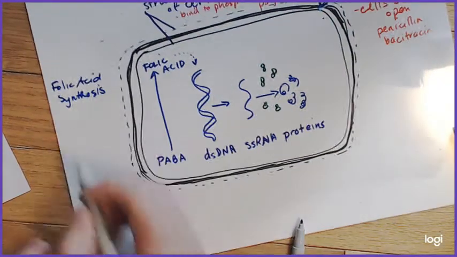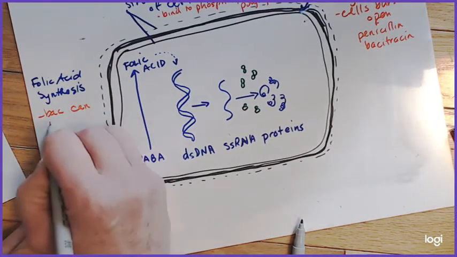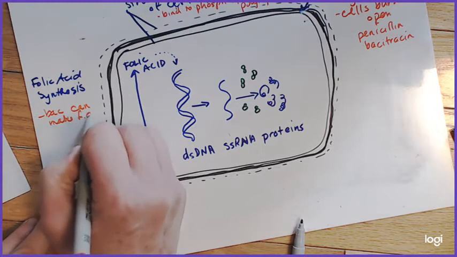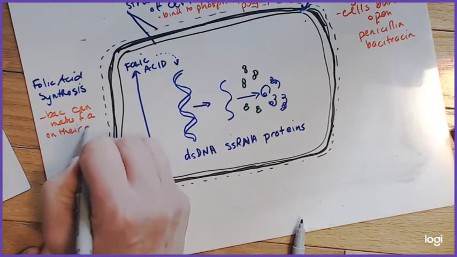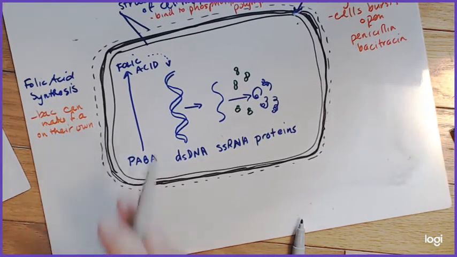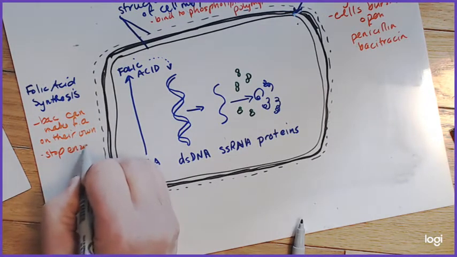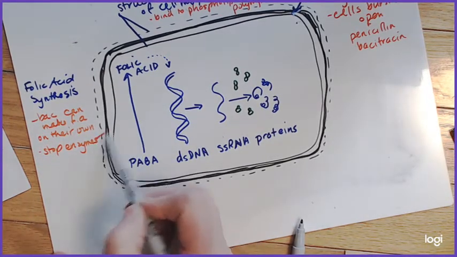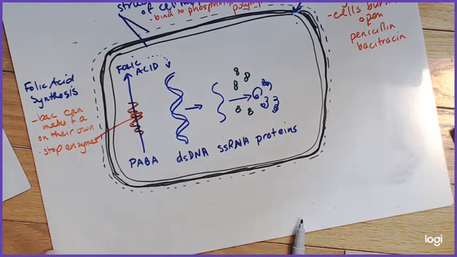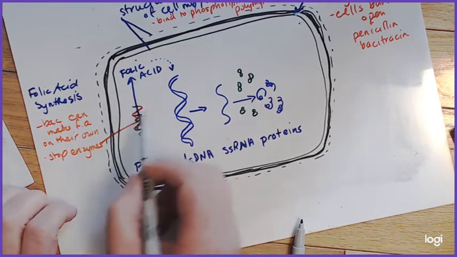Alrighty, so for bacteria, I'm just going to put back for bacteria, they can make folic acid on their own. Just so you remember, we have to get it from food, but these guys can just make it on their own. So what happens with your sulfa drugs is we're going to stop the enzymes. Remember, the enzymes are proteins. So we're going to stop the enzymes in here. We're going to stop this process. We're going to wreck this process there.